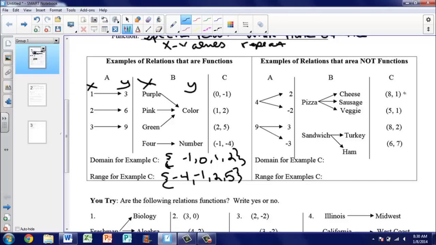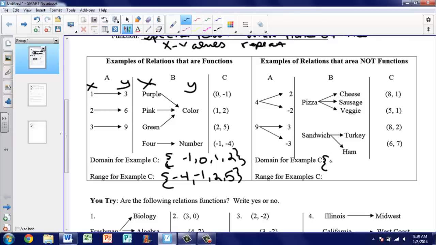Example C, we have our traditional ordered pairs, so (8, 1), (5, 1), (8, 2), and (6, 7). Notice that 8 is used twice for the x value, so that's why it's not a function. But even though it's not a function, we can still find the domain and range for example 3 here at the bottom. So let's start with our squiggly brackets.